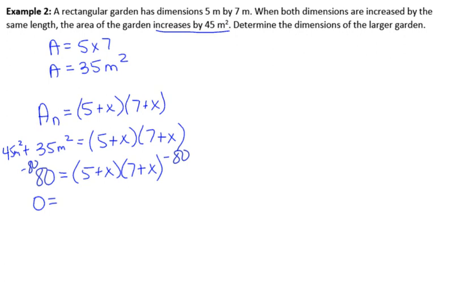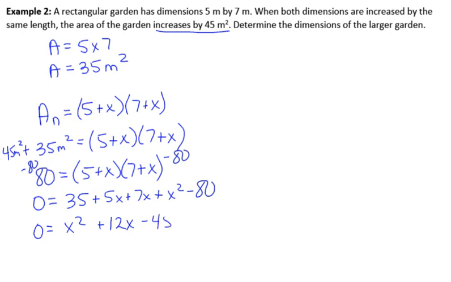and FOIL out our 5 plus x times 7 plus x so that we can refactor that with the negative 80 in there. So 5 times 7 is 35, plus 5x, plus 7x, plus x squared, subtract 80. So reordering that, so we're a little bit more familiar, and doing some simplifying, I'll have x squared first, then 5x plus 7x is 12x. 35 subtract 80 is negative 45. So we want to factor this. What would multiply to negative 45 and add to 12?